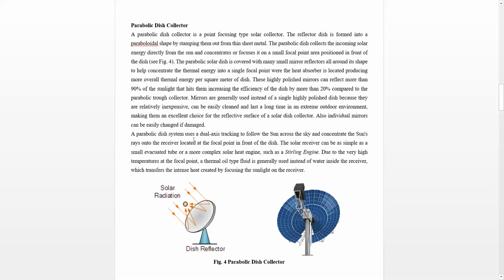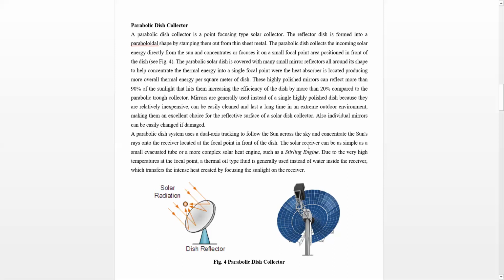A parabolic dish system uses dual axis tracking to follow the sun across the sky. In case of a parabolic trough collector, only single axis tracking is required, whereas in case of a parabolic dish system, dual axis tracking is required. So that means the tracking system for the parabolic dish collector is relatively complex and more costly than the sun tracker for the parabolic trough collectors.